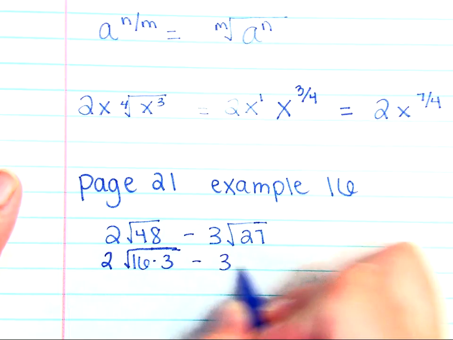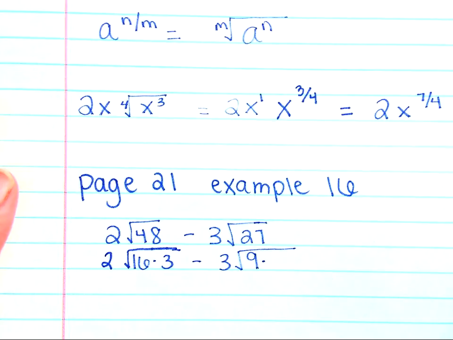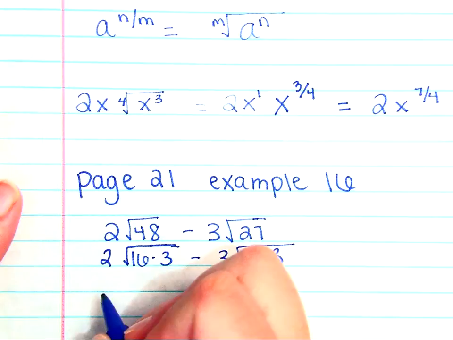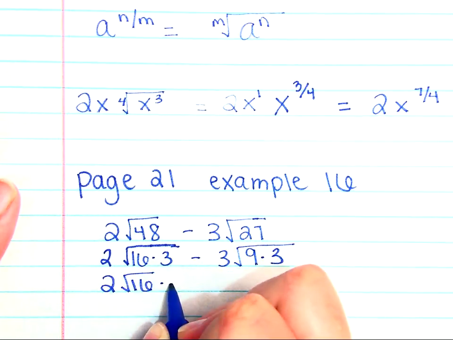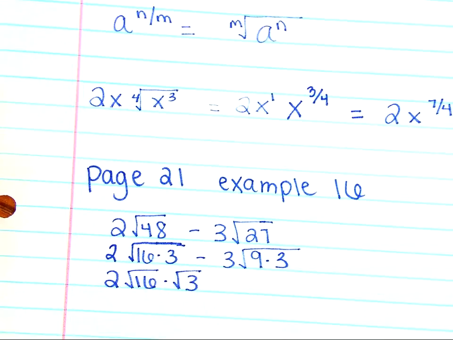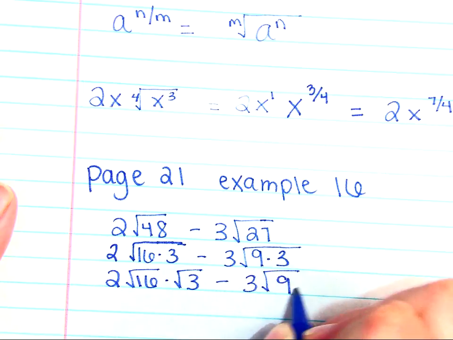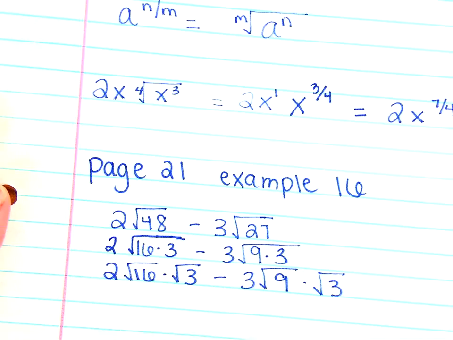Minus 3. 27 I can break into 9 and 3. So, you can also break things underneath the radical apart. So it would become like that. Minus. Now, all I did was break 27 into 9 times 3. When you have things underneath the radical being multiplied, you can break them into separate things.